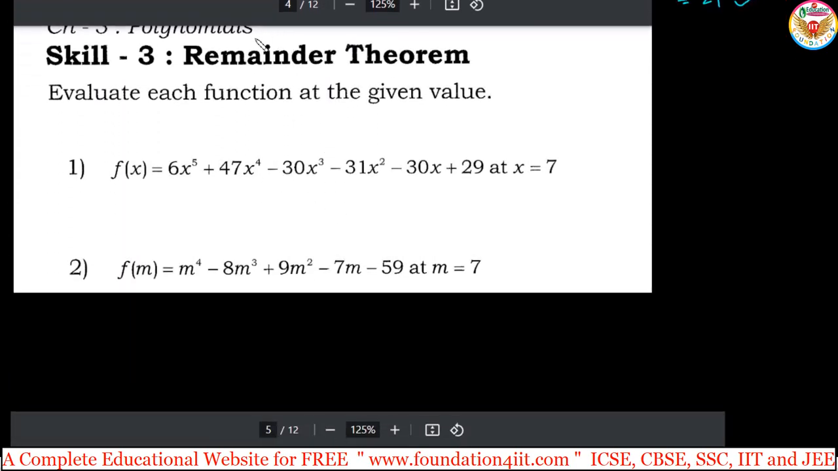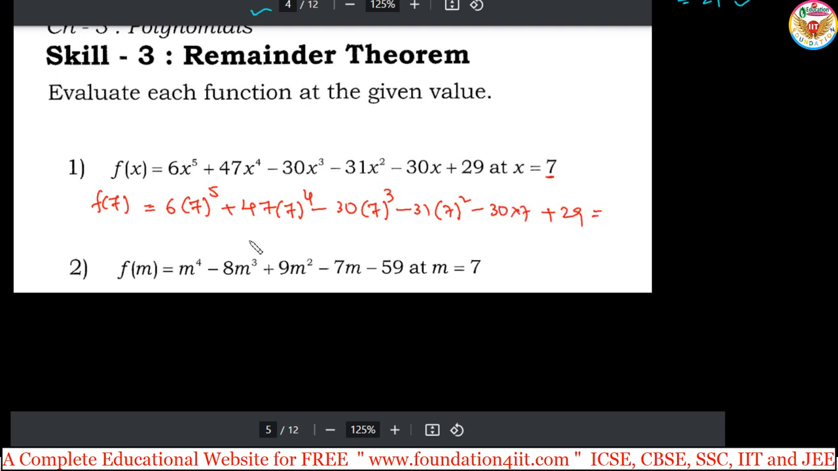Same logic on the next page. Two sums I'll explain. Remainder theorem: f of x is a polynomial. It is given at x is equal to 7. So to find the remainder, in the place of x you have to substitute 7. Simple. f of 7. So 6 into 7 to the power 5 plus 47 into 7 to the power 4 minus 30 into 7 to the power 3 minus 31 times 7 square minus 30 into 7 plus 29. If you simplify this completely, you will get the remainder at x is equal to 7.